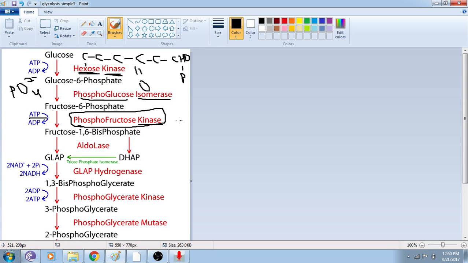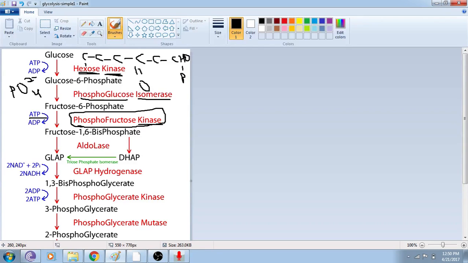PFK, phosphofructokinase, is of two types, 1 and 2, but now you don't need to go into details. But you have to keep in mind that phosphofructokinase is the rate limiting enzyme of this cycle. Now we have fructose 1,6 bisphosphate.